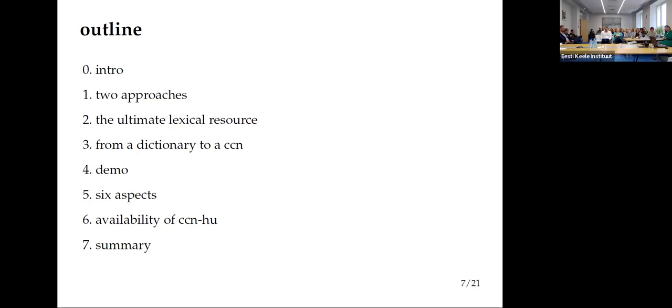One slide about how a dictionary became transformed into a constructicon. Then we'll make a short demo. Then I will cover some aspects which are in the co-author papers for this workshop. And then I will give you a summary.